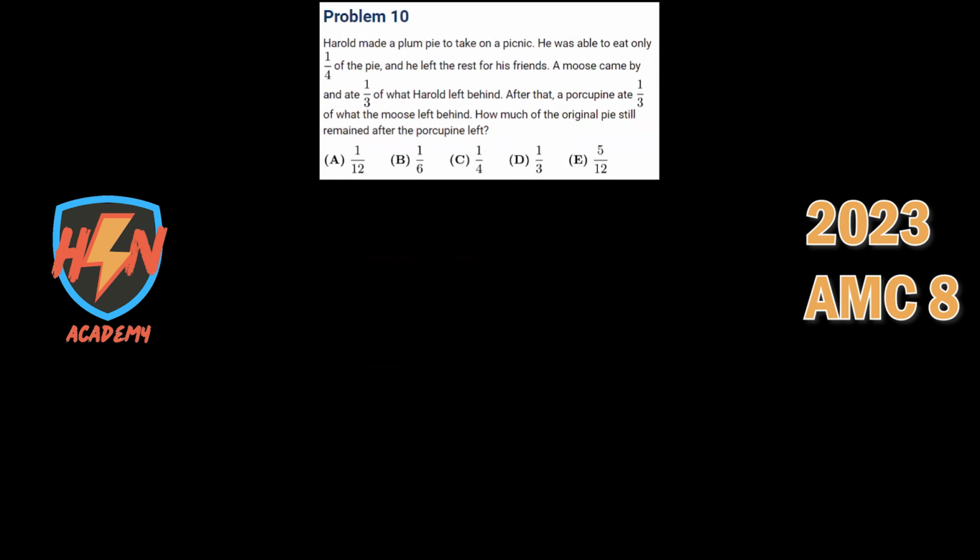So here we have a pie. Let's think of the pie as 1, and Harold ate 1/4. So he ate 1/4. Now, what he left behind must be 3/4. And a moose came by and ate 1/3 of what was left behind. So he ate 1/3 of 3/4. That will give us 1/4. So the moose also ate 1/4 of the pie. And if you combine these, we get half.